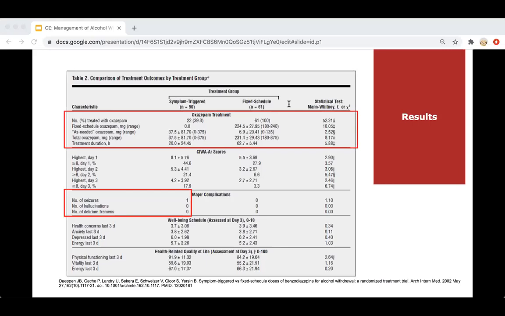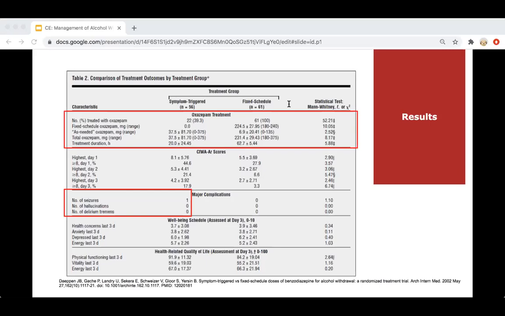Whereas the whole point of the symptom trigger is we're waiting for them to have the CWAS scores to give them their medication. The big thing from this that I took away was that of the 56 patients in the symptom triggered group, only 22 actually required a dose of oxazepam. So that's significant because the majority of the patients in the symptom triggered group didn't even need any medication for their withdrawal.